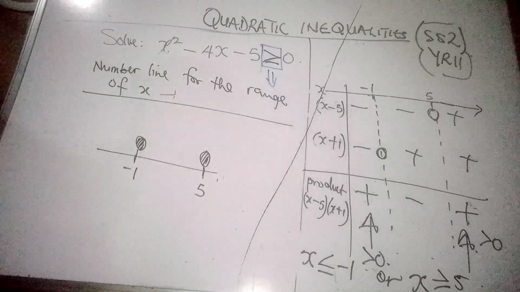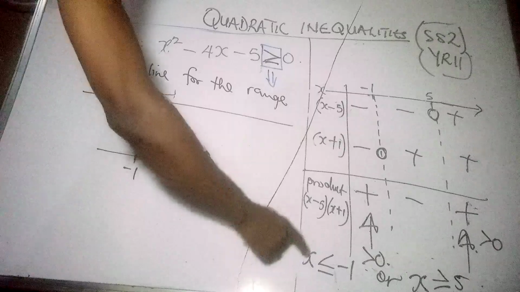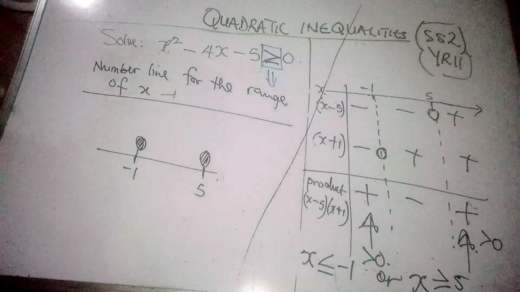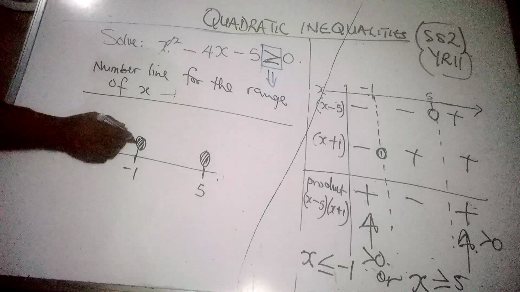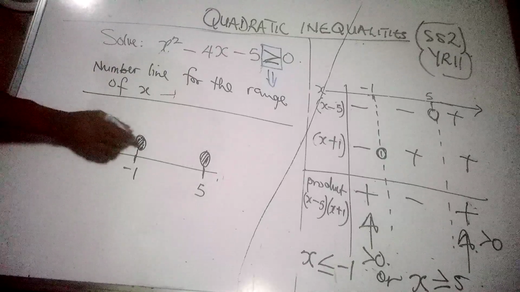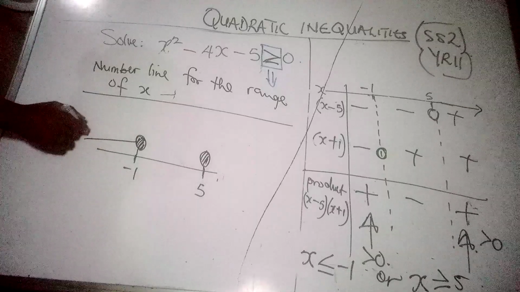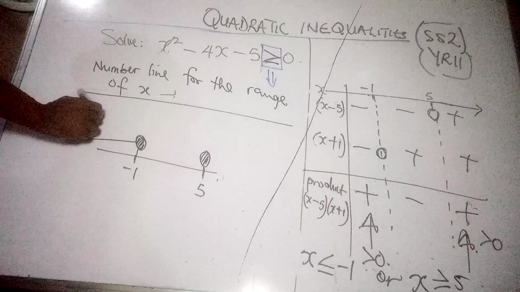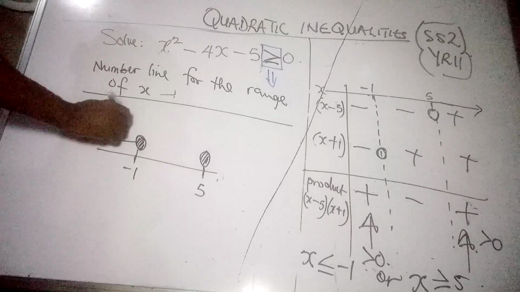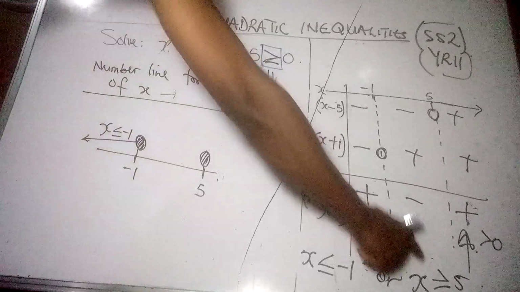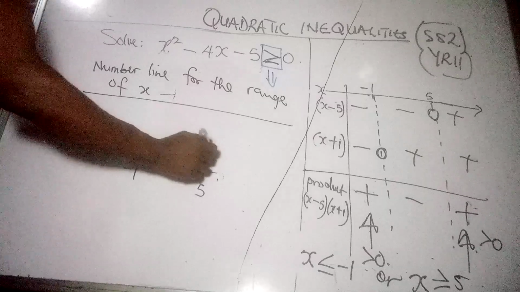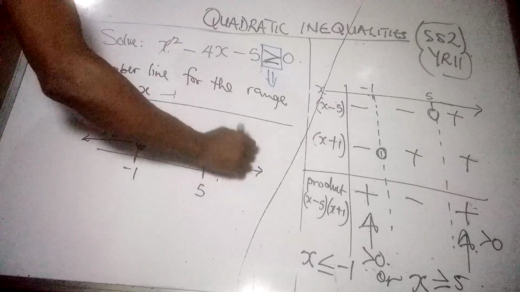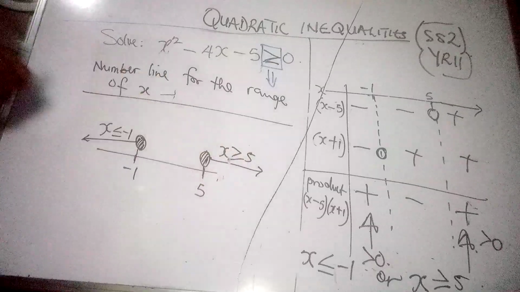Now, anything less than, since x is less than or equal to minus 1, that means you draw an arrow from that circle on the minus 1 to the left. Because anything less than, the arrow must go to the left. That means this was for x less than or equal to minus 1. For anything greater than, the arrow goes to the right. Don't forget that. That means this is for x greater than or equal to 5. So it's as simple as that.